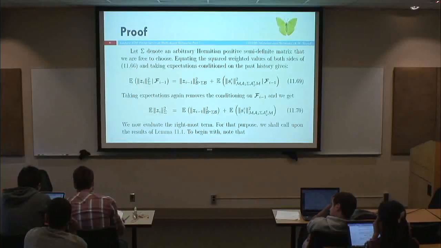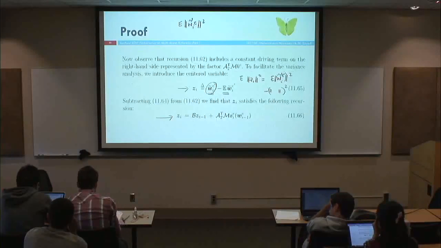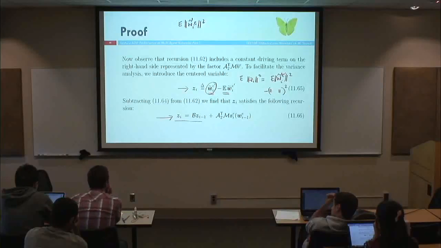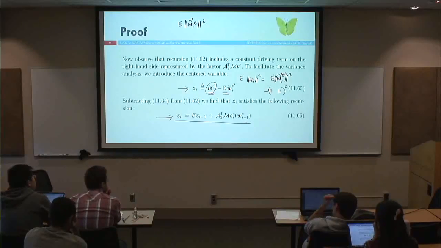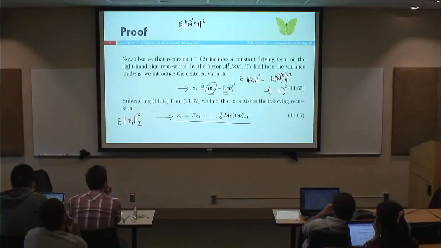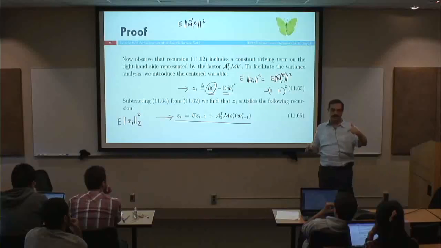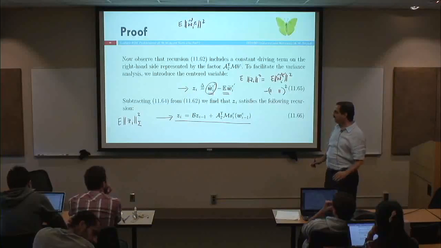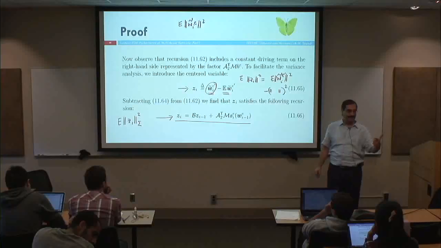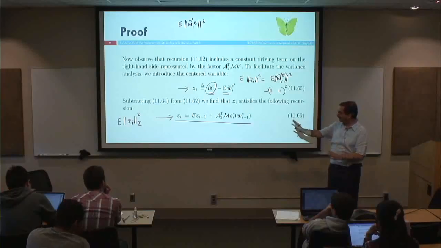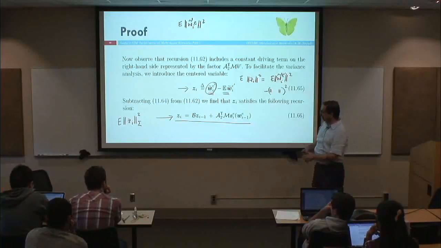So how do I do this? Well, remember I have a recursion for z. This is the recursion for z. I want to find what the variance of z is. But actually I want to find what the weighted variance of z is, because remember, different choices for sigma will allow me to tell you what the MSD is, what the ER is. So let's do it generally. So how do I do that?